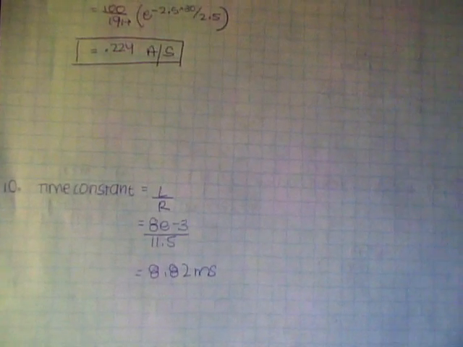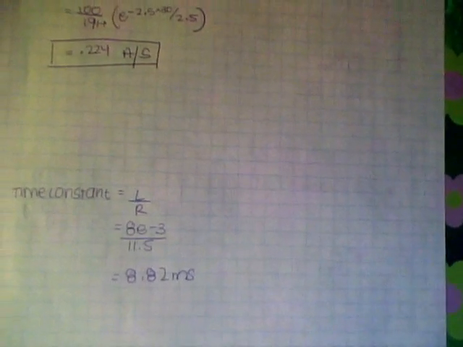And then finally 10, time constant is L over R. Plug in your numbers, you get 8.82.